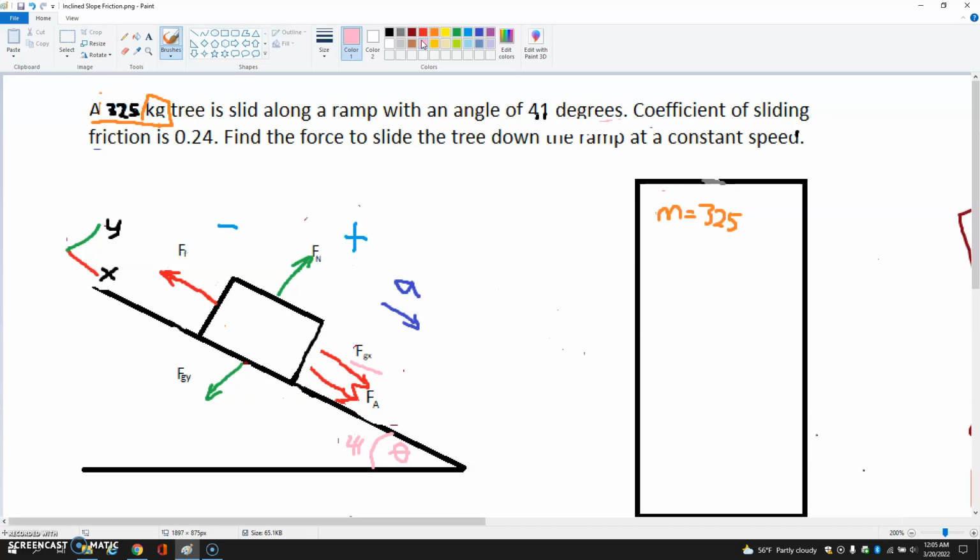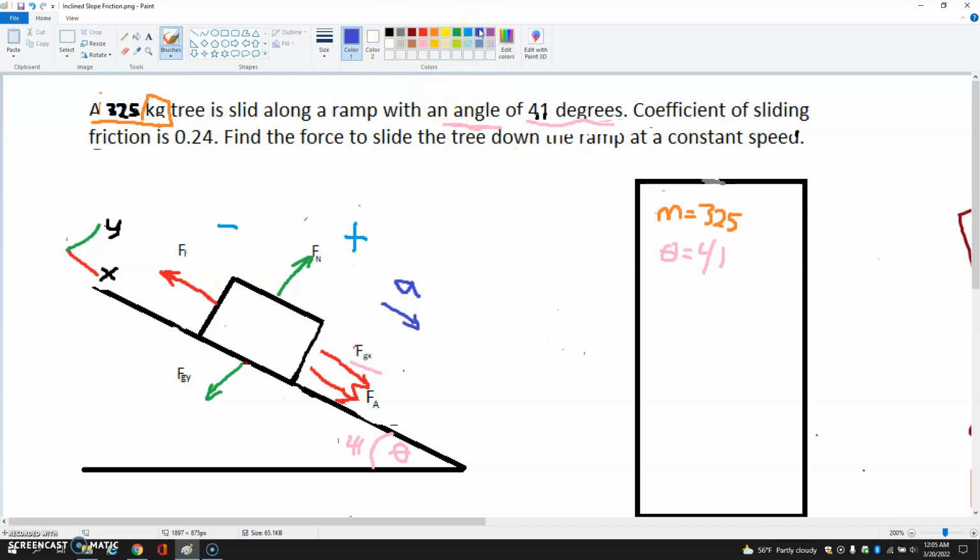With an angle of 41 degrees. This one's pretty easy. It tells you angle 41 degrees, right? So you know theta equals 41 degrees. Most of the time, it's not going to be that easy for most of the givens.